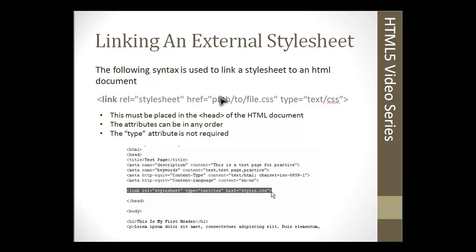In most cases it's in a folder that's actually named CSS, so it would be css/file.css. And the type just tells it that it's text and it's CSS. This could also be text/javascript if you were using JavaScript. I would definitely suggest the type attribute.